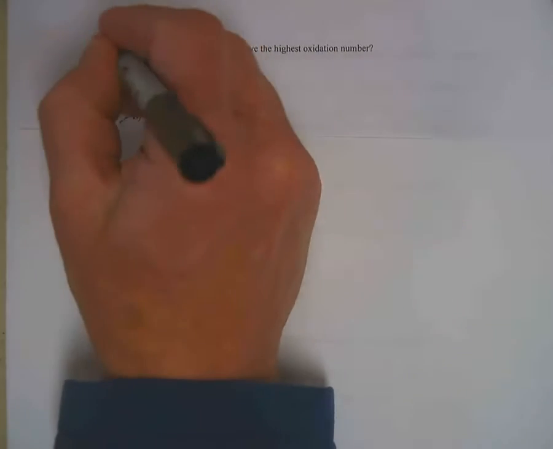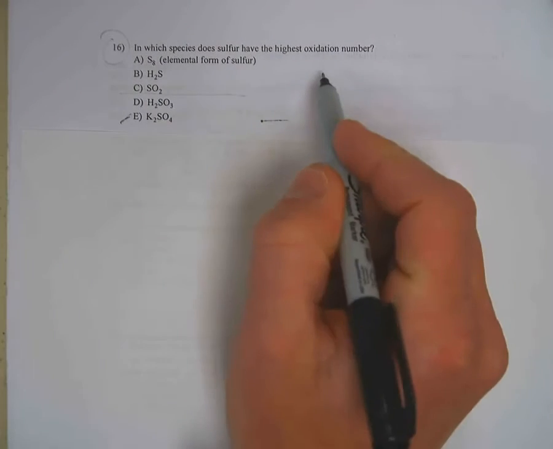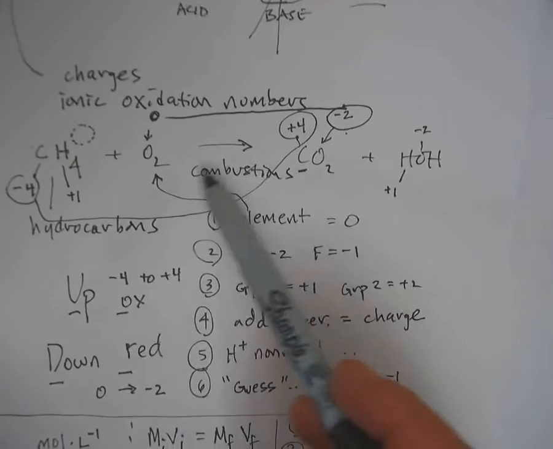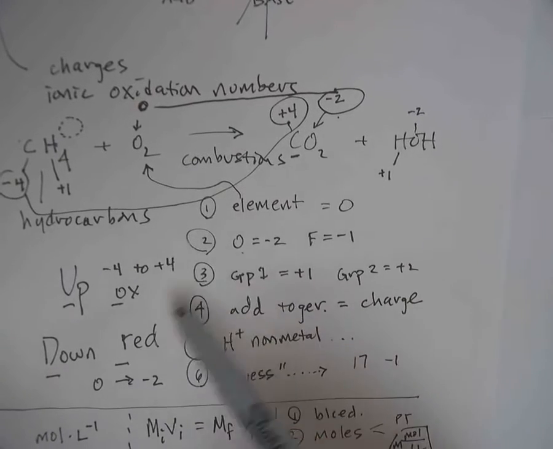This video is a continuation of the Chapter 4 multiple choice test corrections. Number 16, in which species does sulfur have the highest oxidation number? So you need to remember from your notes sheet how to assign oxidation numbers.